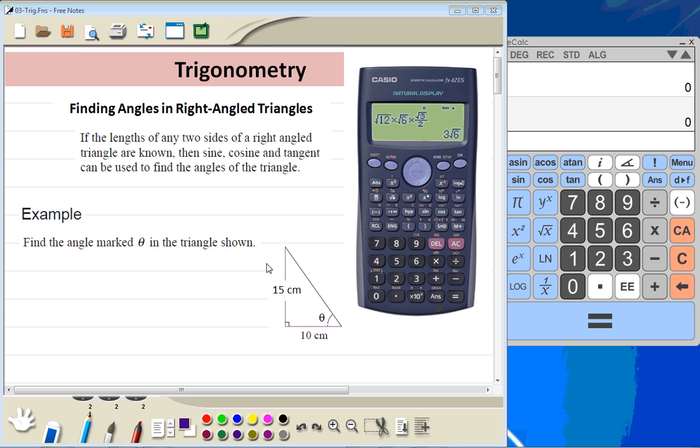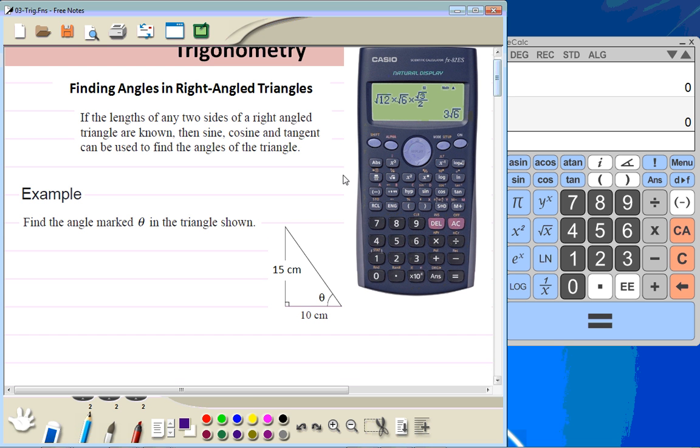Trigonometry, finding angles in right angle triangles. So we do this example here. The sides we're given: this is the opposite side, and this side is adjacent. So the ratio involving opposite and adjacent is tan.